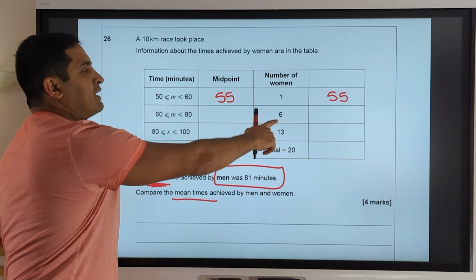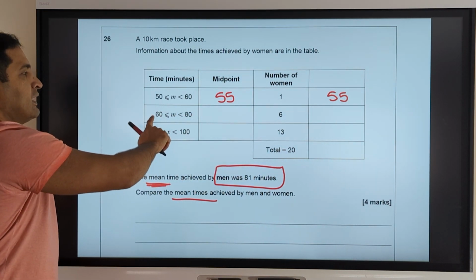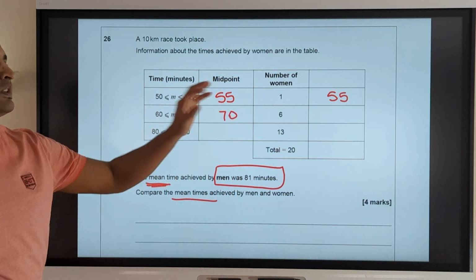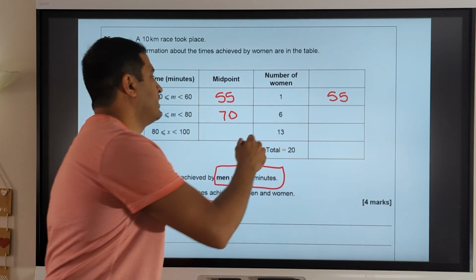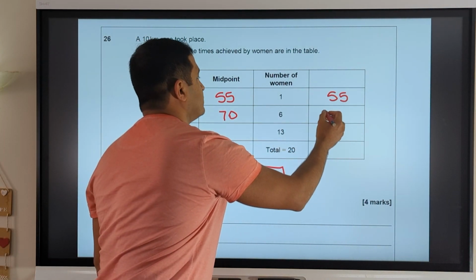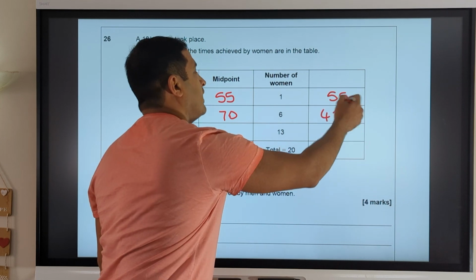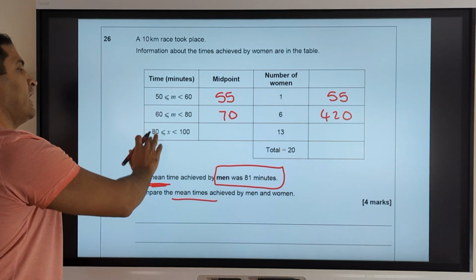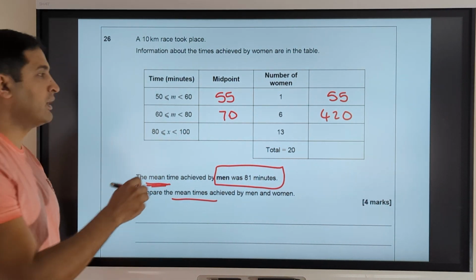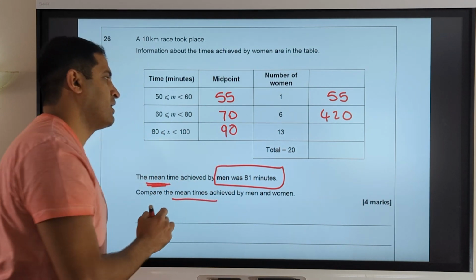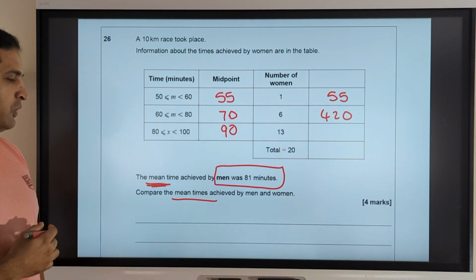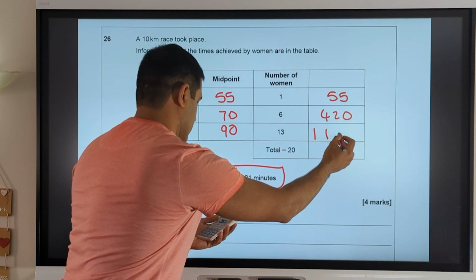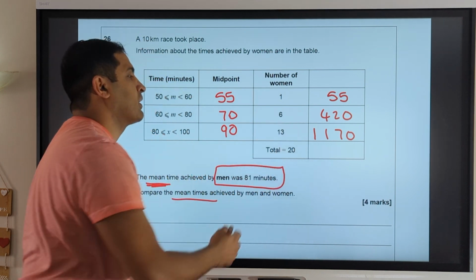Then 6 women took 60 to 80, so we stick to the midpoint, which is 70. So we do 70 times 6, which is 420 minutes. But these 13 women took 80 to 100, so again we use the midpoint, which is 90. So 90 times 13 gives 1,170 minutes for these 13 women combined.